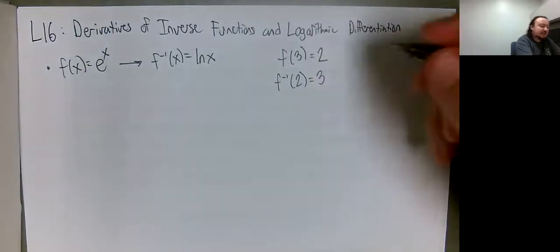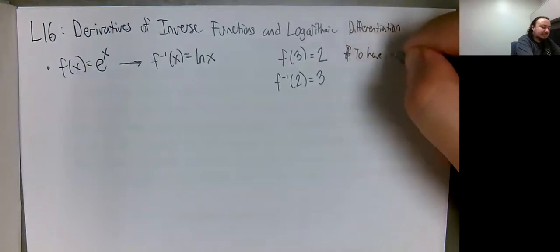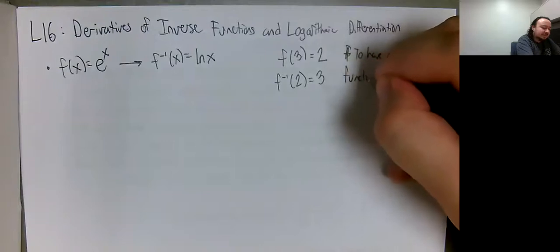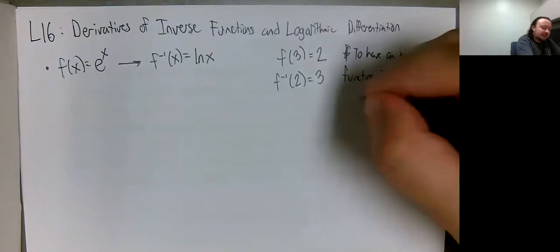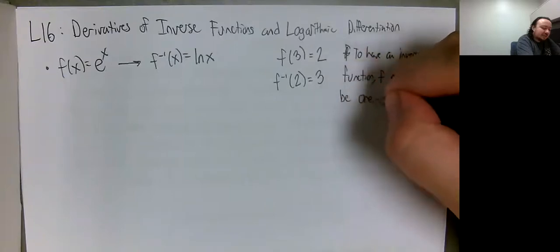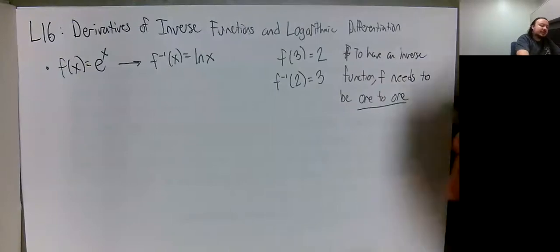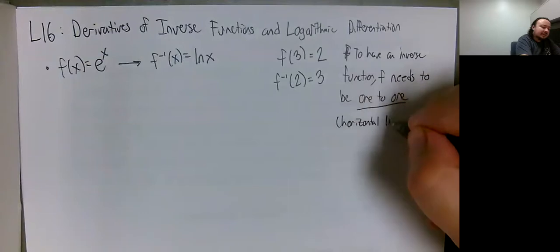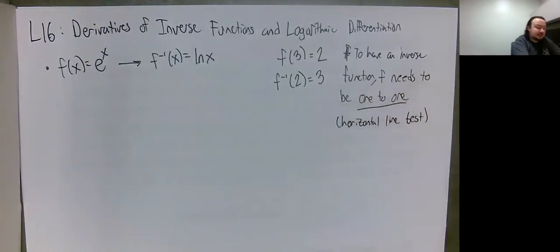Now, there's one stipulation for this. To have an inverse function, f needs to be what's called 1-to-1. What that means is, you actually may have heard of this a different way. It needs to pass the horizontal line test.